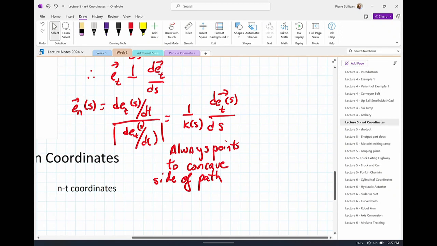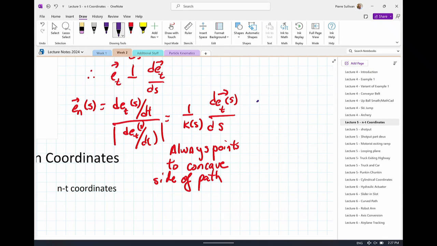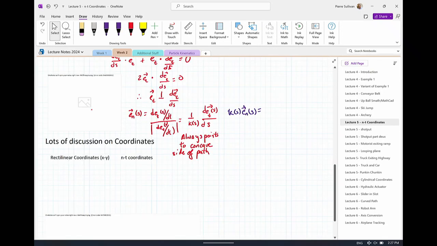I'm actually going to do that here. If I take this expression and I just rewrite it as kappa of s E sub n of s equals dEt of s ds and keep all my vectors, I have that expression right there, and that gives me a function of one with respect to the other.